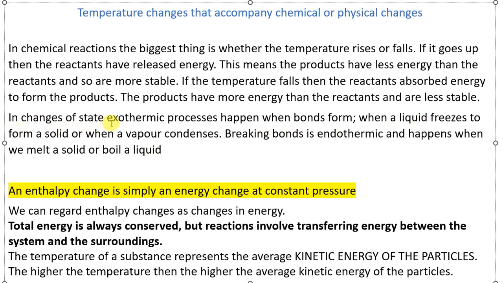In changes of state, exothermic processes happen when bonds form, when a liquid freezes to form a solid, or when a vapor condenses. Why? Strongest forces between particles, call them intermolecular forces, are in a solid. That's why the particles are so close together. There are no intermolecular forces in a vapor. Breaking bonds is endothermic and happens when we melt a solid or boil a liquid.